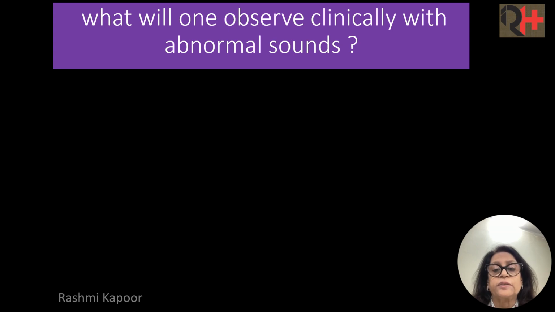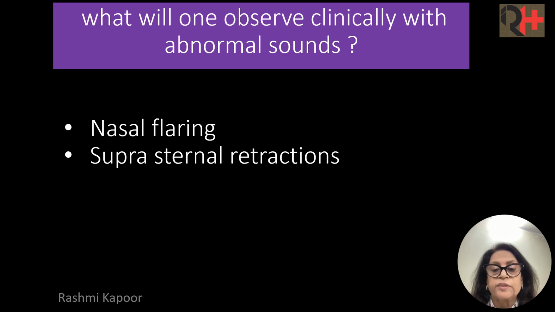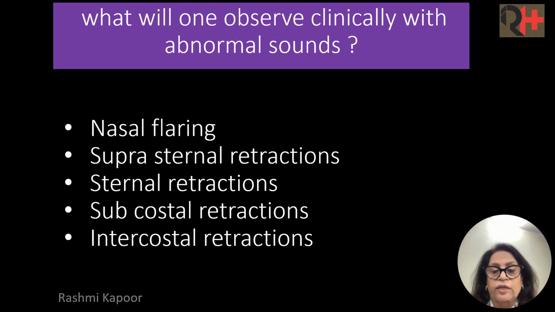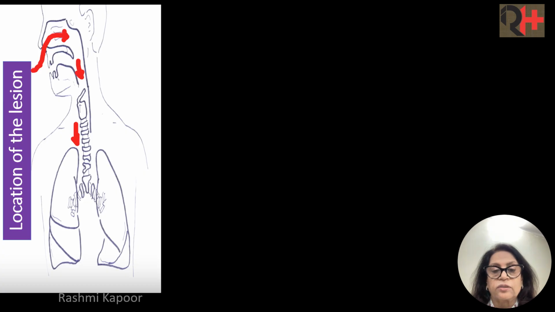So, what will you observe clinically when you hear the abnormal sounds? Obviously, it will be increased work of breathing in the form of nasal flaring, suprasternal retractions, sternal retractions, subcostal retractions, and intercostal retractions. Now, let us see where the lesion is and how and what kind of sound is produced.